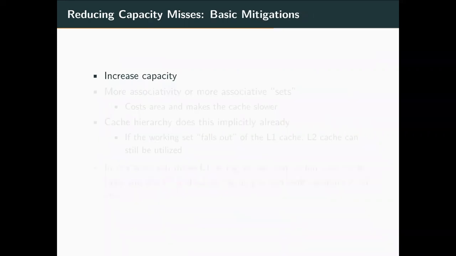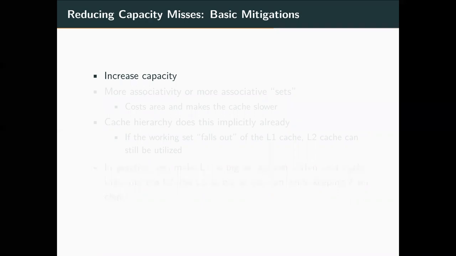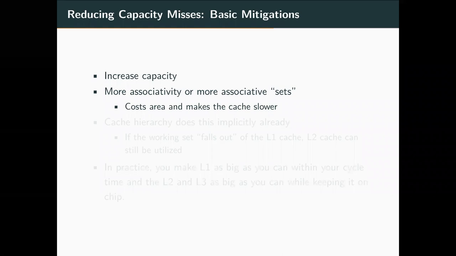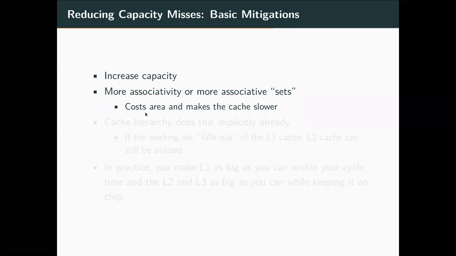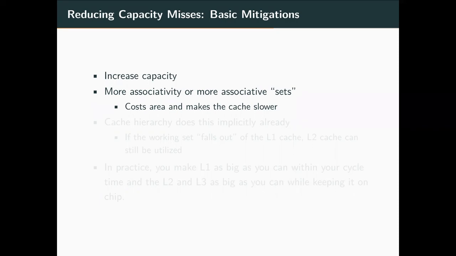So let's talk about some basic ways that we can eliminate our capacity misses. Obviously, the first and most obvious one is just make your cache bigger. And if you have a bigger cache, you're going to run into capacity misses less because, well, it's bigger. Another way is that you can make your cache more associative. But the problem is that it's going to cost significant area just for the transistors to deal with figuring out which one of your tags is right. And that's going to make your cache slow.